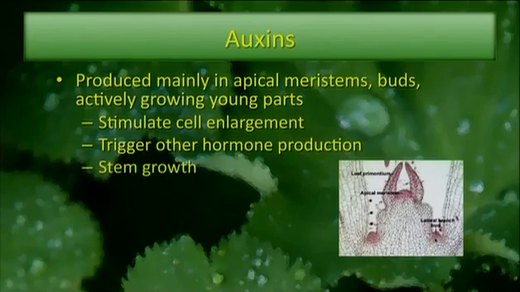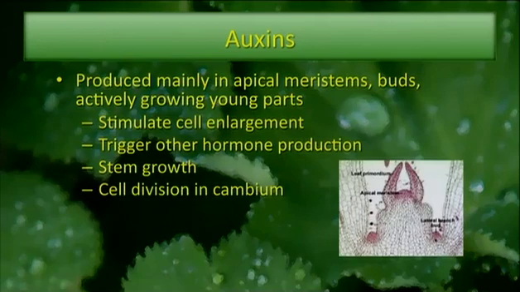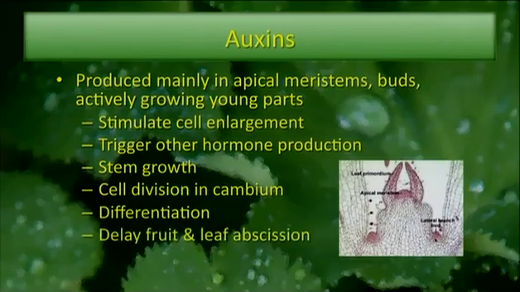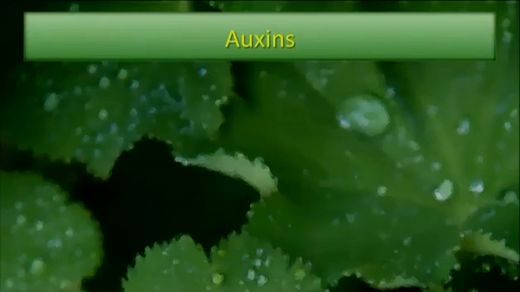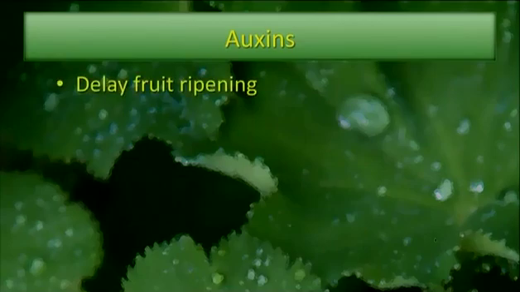It's actually implicated in stem growth. It's responsible for cell division in the cambium. It's also responsible for differentiation. And it also delays fruit and leaf abscission. What is that? Abscission is when the fruit or the leaf forms a layer, an abscission layer, and eventually the plant organ falls off the plant. It also delays fruit ripening.